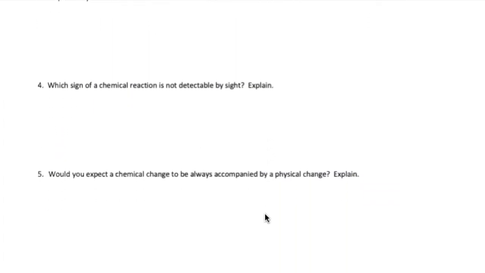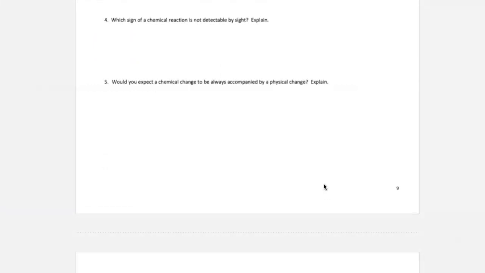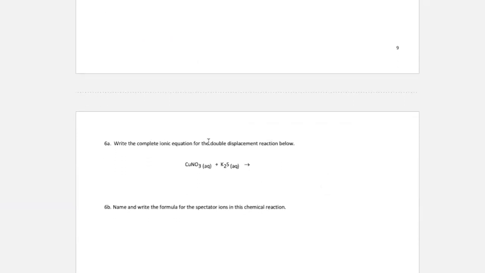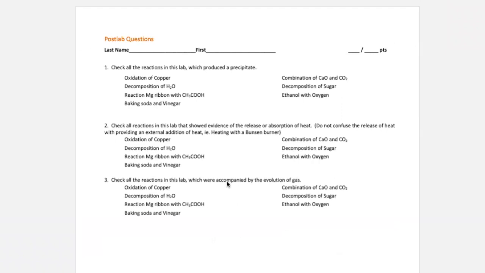Would you expect a chemical change to always be accompanied by a physical change? So if there's a chemical reaction occurring, is that always accompanied by a physical change? Or do you think that the physical change will always stay constant? Write the complete ionic equation for this double displacement reaction. So look at how a double displacement reaction occurs, and then write the complete reaction. Name and write the formula of the spectator ions in this chemical reaction. And then I think that's about it, okay?